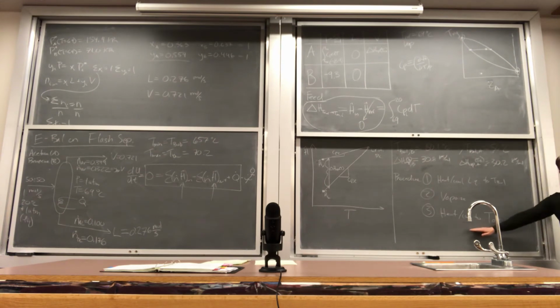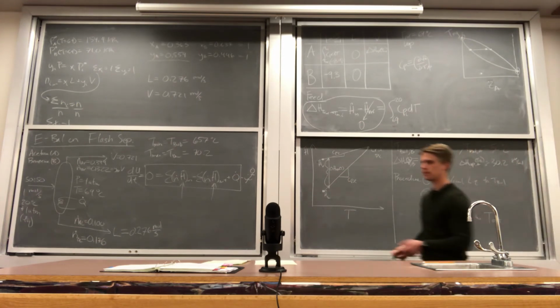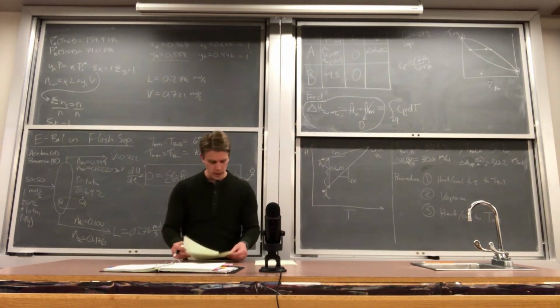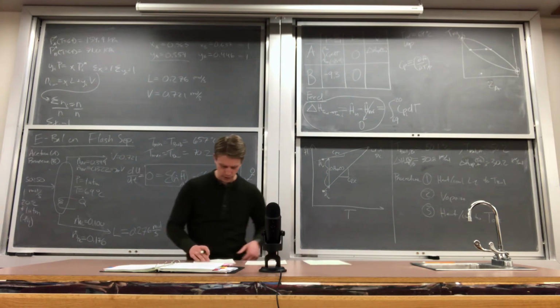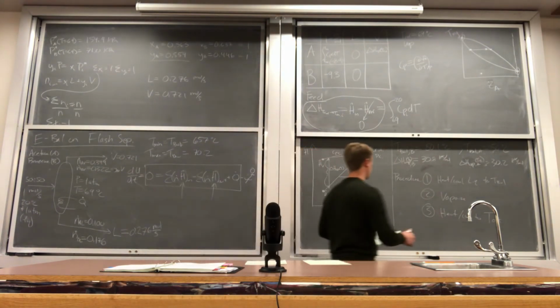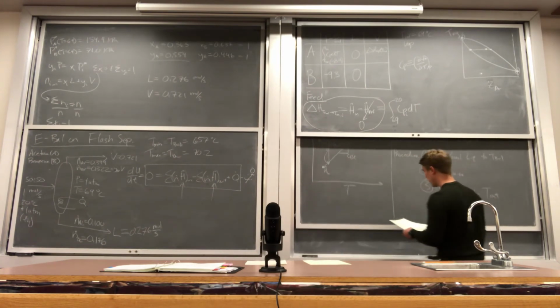Now, alternatively, we could use correlations that are average fits to what a typical fluid might behave as. There's one that a lot of students really like because it's pretty straightforward to use. I'm going to write it on the board, called the Watson's correlation.